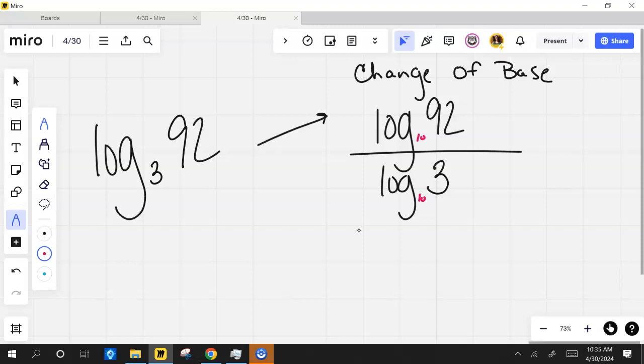Osmond, do you have it? Will you put it in there and see what you get? Log 92 divided by log 3. You see the log button? Should be between 4 and 5. 4 point what? That's good.